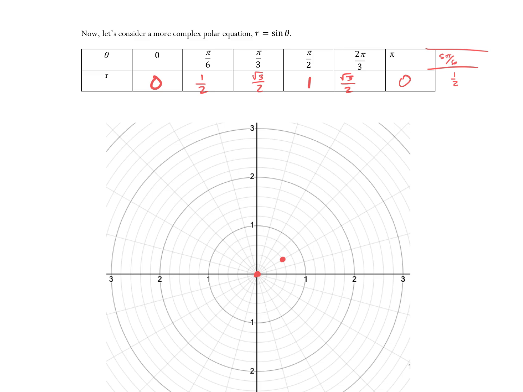Okay, so where, you guys, square root 3 over 2 as a quick reminder is 0.866, if that's helpful. So that would be, I don't know, maybe here? This would be a funky thing. And then pi over 2, 1. Right?